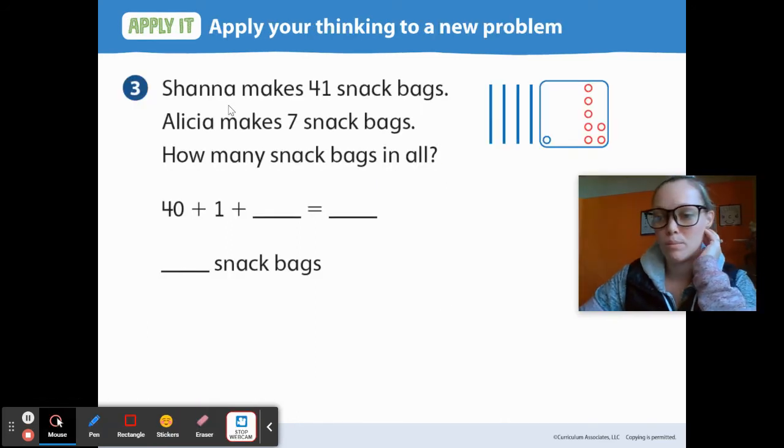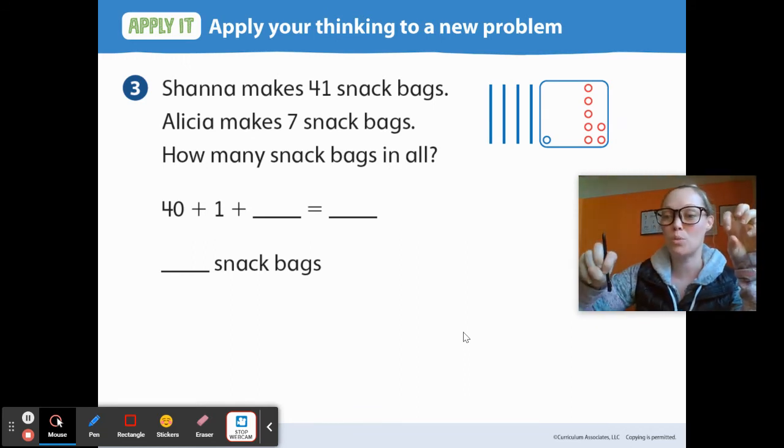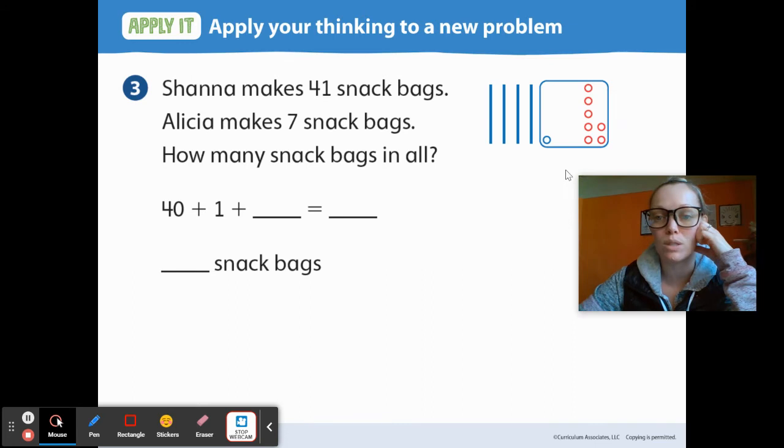So now we have some apply it problems, and I'm going to go through these with you. Shanna makes 41 snack bags. Alicia makes 7 snack bags. How many snack bags in all? So notice they broke apart their 41 because you want to group your ones together. Just like we've been working when we were grouping our 10s together, you want to group all your ones together. It makes it much easier to count. So we had 41, which is shown right here, 40 plus 1, and then we're going to want to add our 7 more. I'm going to go through these. You can pause if you'd like along the way, or you can just listen and finish yours afterwards.